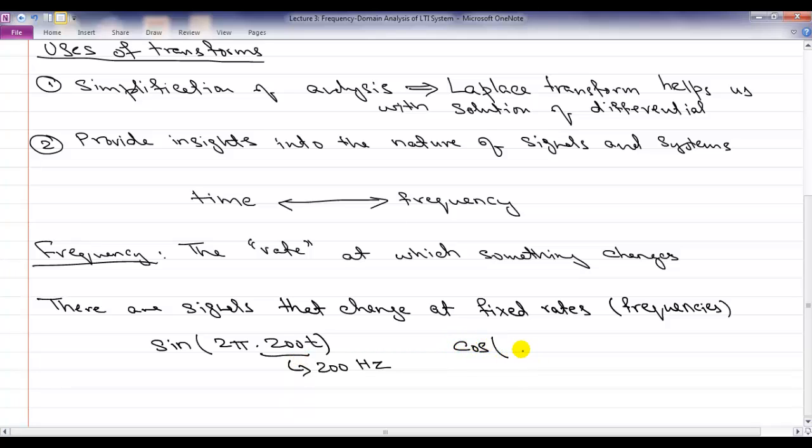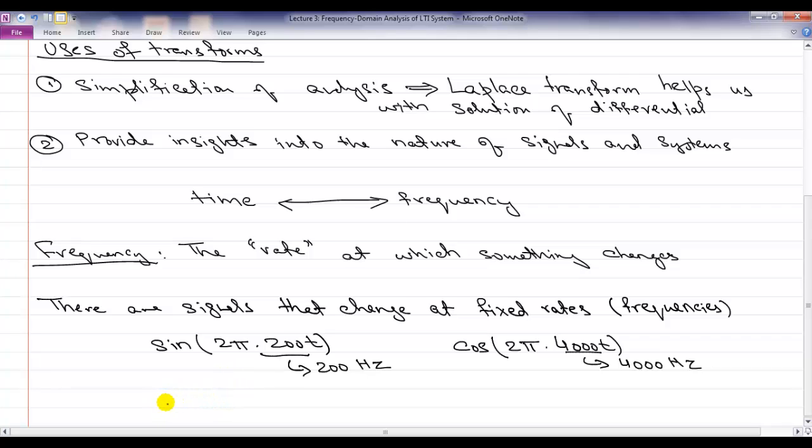Cosine is another example. For example, if I have cosine of 2 pi 4000 t, this thing is changing at 4000 hertz, which means that this cosine signal is going to have 4000 cycles per second. Right? If you plot this cosine, it will change 4000 times in 1 second. It will have 4000 cycles.